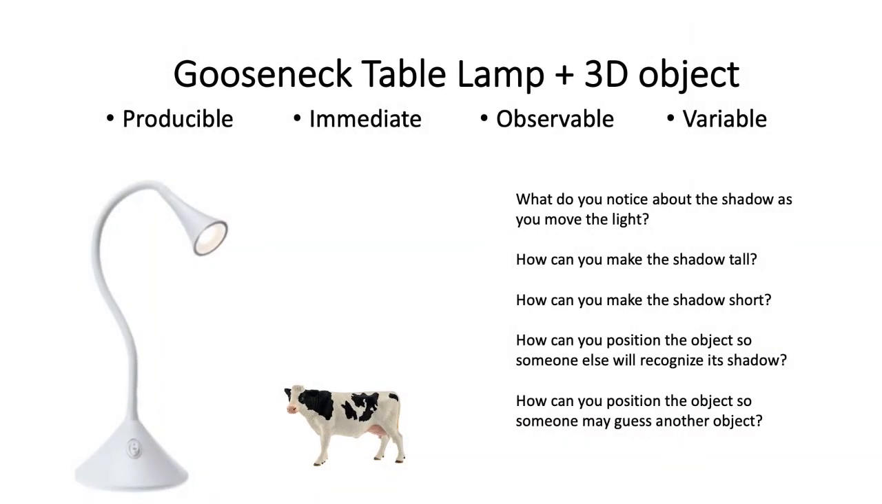We can offer a flexible gooseneck lamp and 3-dimensional objects such as this cow. Children can produce an action of positioning the light and the cow and immediately observe the cow's shadow. They can vary their action by moving the position of the light or the position of the cow. They can immediately observe when the cow's shadow can be recognized as a cow or if the shadow looks nothing like a cow.